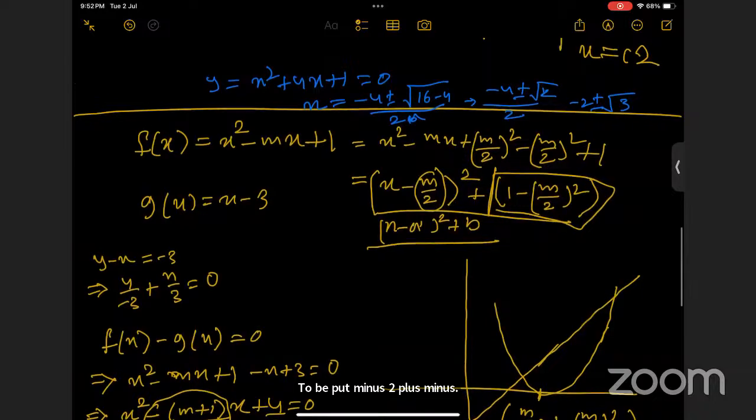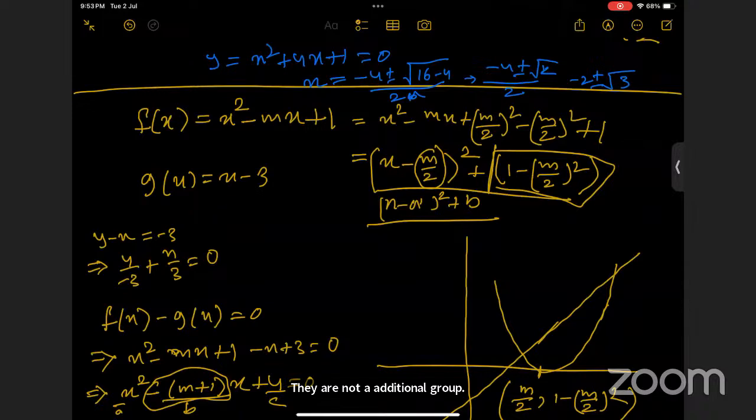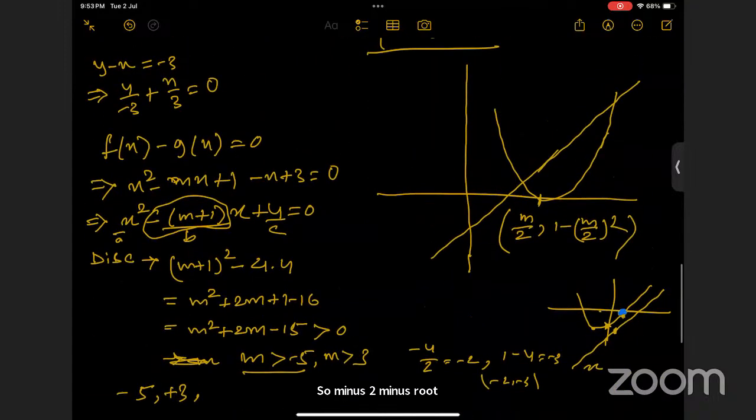Ma'am, it's not rational. They are not rational roots. No, they are irrational, but they are real numbers, right? So we don't have any problem with that. So this is our minus 2 minus root 3, and this is minus 2 plus root 3. And if we have 3 here, it will be greater than this. Then the line will be something like that. So this parabola and this line are not intersecting here, no?